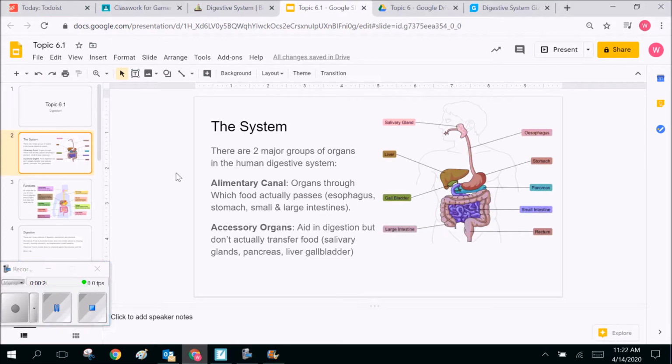Okay, so the system. There are two major groups of organs that we are going to use in the human digestive system, and they're going to be defined by how they interact with the food that they're digesting. The alimentary canal is going to be where the food actually physically goes. So it's going to pass directly through these organs, beating a path from the mouth to the anus.